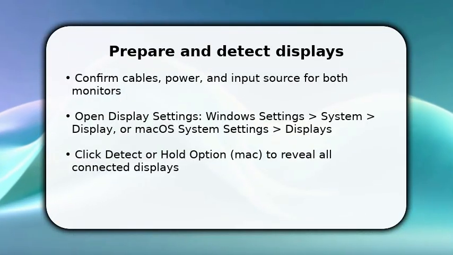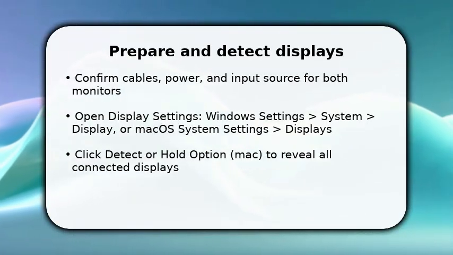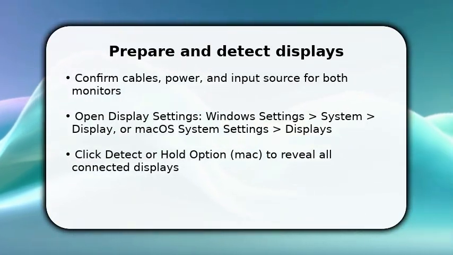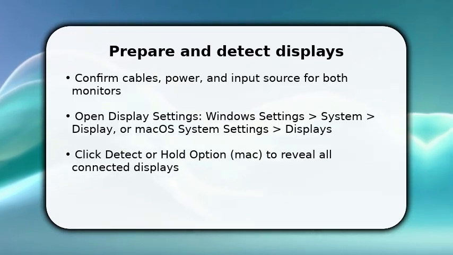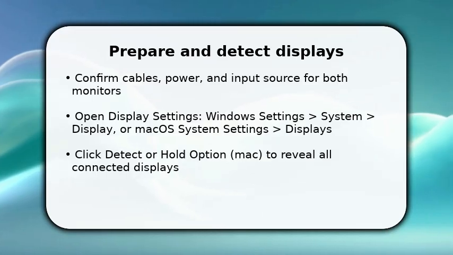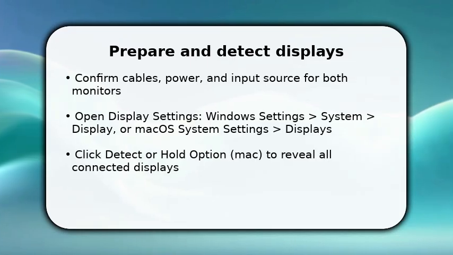You're starting with hardware and detection. Begin now. First, confirm cables and power, then open display settings so the OS can see both monitors. If a screen doesn't appear, click Detect on Windows or hold Option in macOS displays to force enumeration.